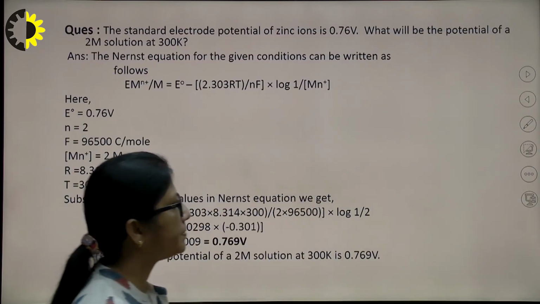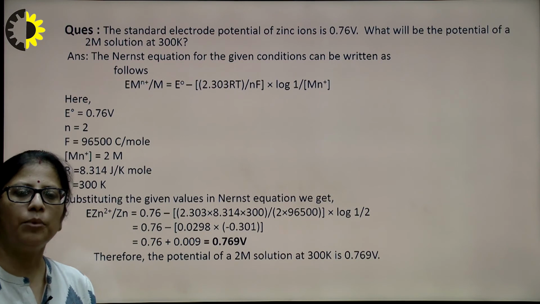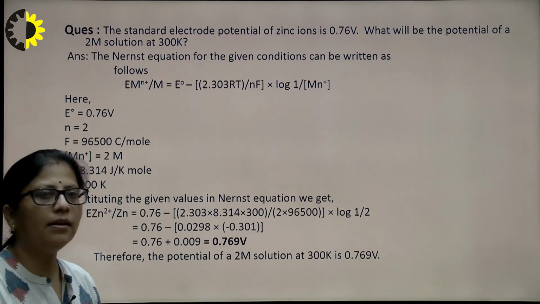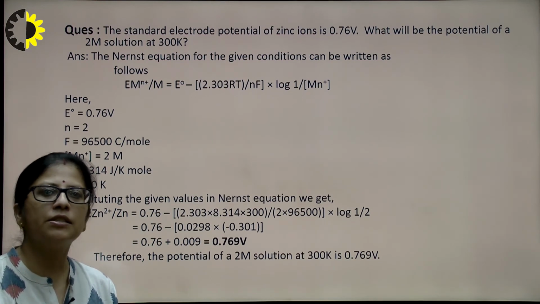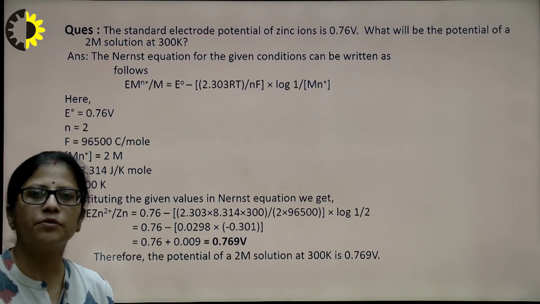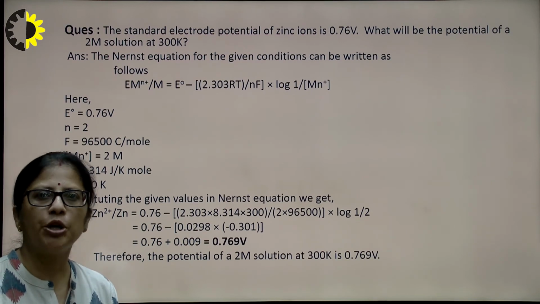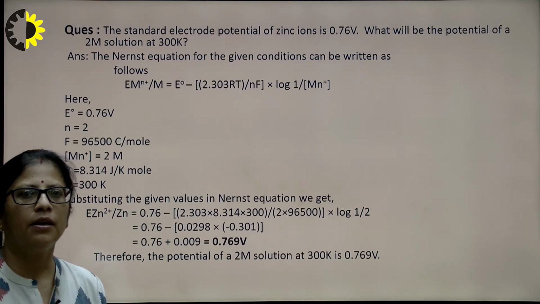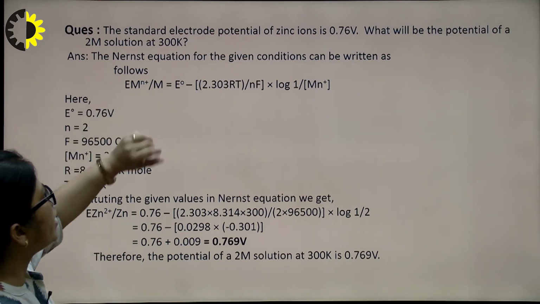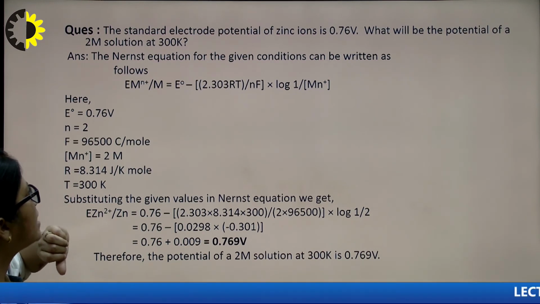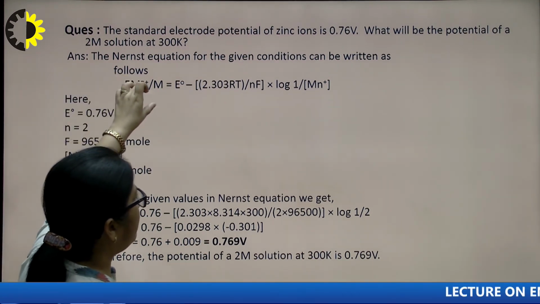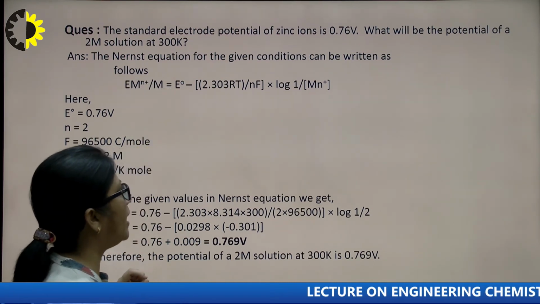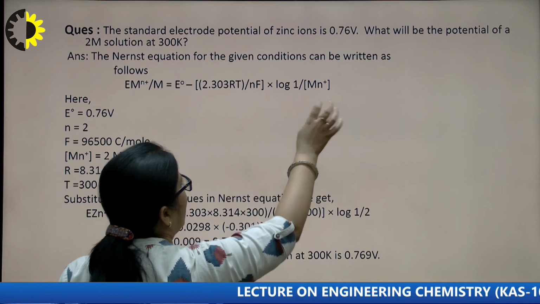Now, I am taking one numerical here. The question is, the standard electrode potential of zinc ions is plus 0.76 volts. What will be the potential of a 2 molar solution at 300 Kelvin? Now, the Nernst equation for a given condition can be written as E Mn plus by M is equal to E naught minus 2.303 RT upon NF log 1 by Mn plus.